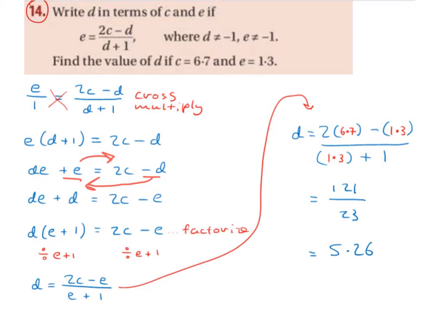The opposite of multiply is divide. So I'm going to divide by E plus 1 so that they cancel out, leaving me with the D on its own. But if I divide by E plus 1 on the left, I must divide by E plus 1 on the right. So I get 2C minus E divided by E plus 1, which is 2C minus E over E plus 1. So D is now the subject of the formula. And now I'm going to swap the C for 6.7 and the E's for 1.3, multiply it out, and I end up with 5.26.